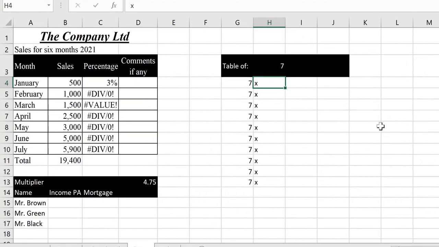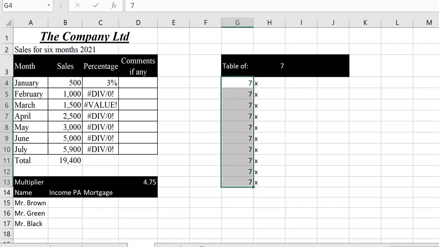Welcome back to lesson number 3. Before finding the reason for the error message in cell 5 up to cell 10, allow me to discuss what is relative and absolute cell reference. So for demonstration purposes, I have selected an additional table of 7 to demonstrate what is relative and absolute cell reference.